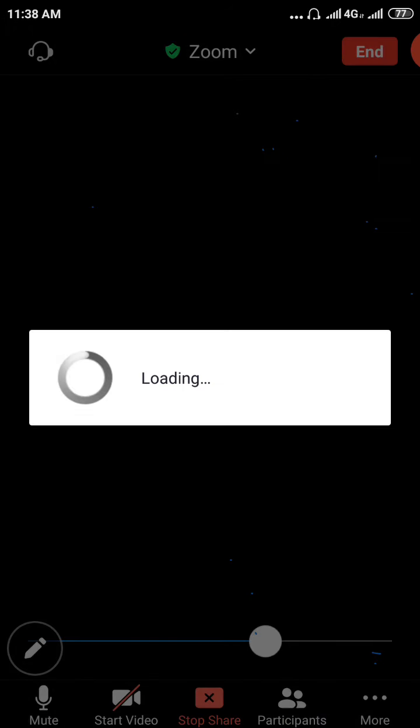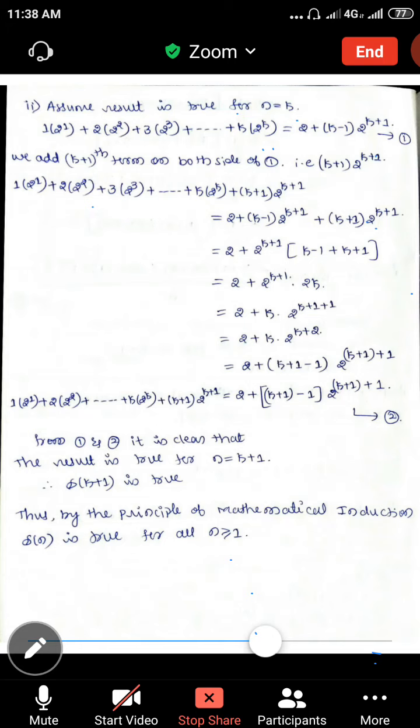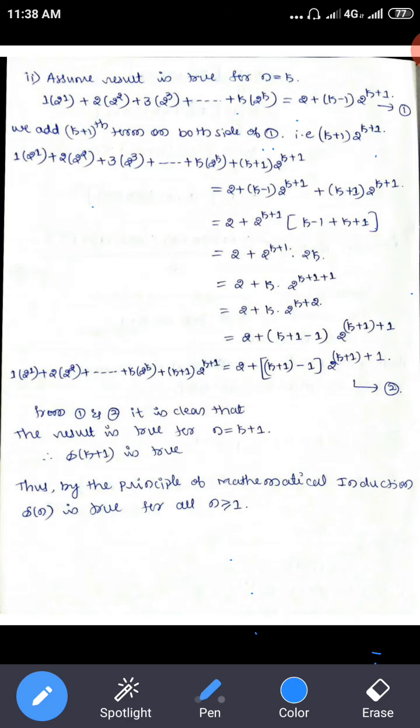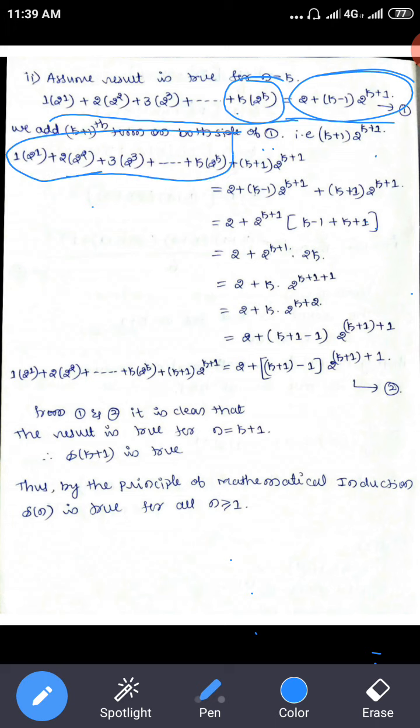So after this, we have to assume the result is true for n is equal to k. So just wherever n is there, write it k. So you can see once again I am rewriting these things. So till here n is replaced by k. That's it. Next, for this term and this term, I am adding the next term, that is the k plus 1th term. This is as it is. Next, add the k plus 1th term.